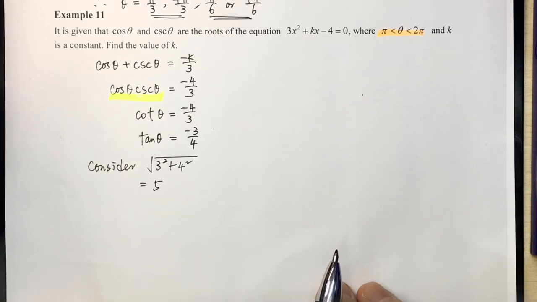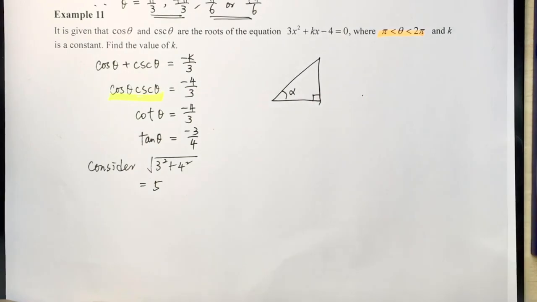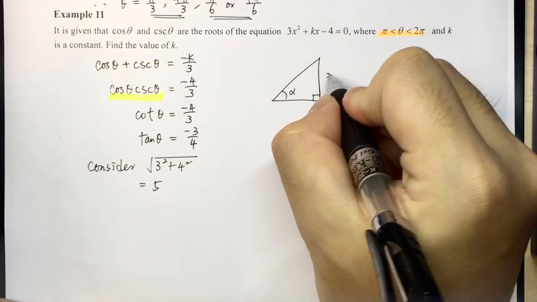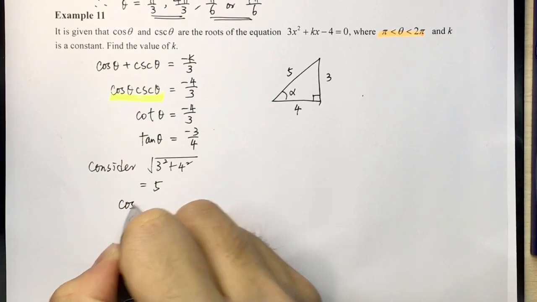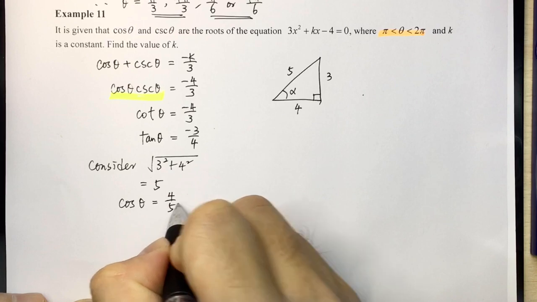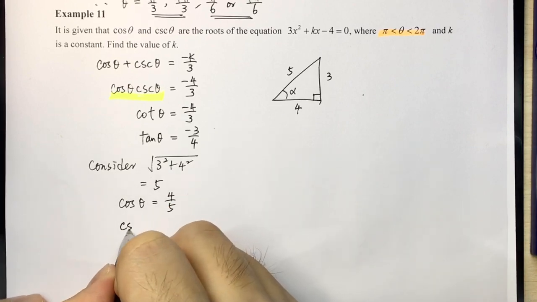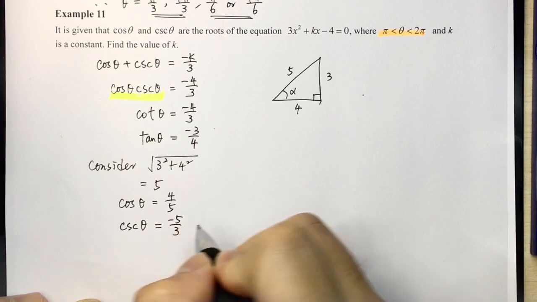If you're not so familiar with the trigonometric ratios, you can always draw a reference triangle with a reference angle alpha. That is to write the ratio of the sides of tangent here, and you can have 5 here. So when you are considering cosine theta, you have 4 over 5, quadrant 4, so you'll have 4 over 5. And cosecant theta is equal to 1 over sine, that is 5 over 3, quadrant 4, so negative 5 over 3.